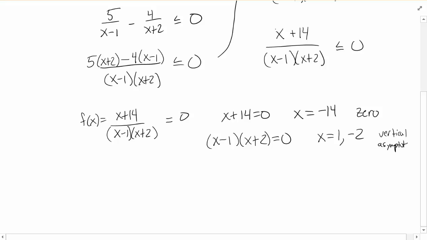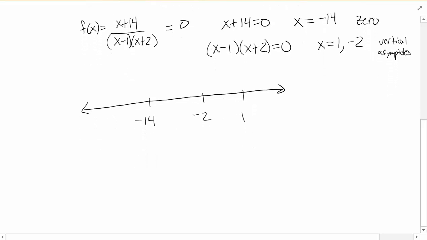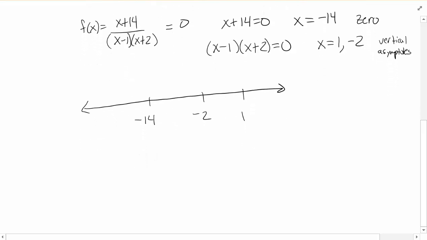Okay. And it could happen even if they weren't vertical asymptotes that you could switch the signs. So essentially, I'm going to build my number line from the places to look for where this could change signs: the zeros of the numerator and the zeros of the denominator. So here's negative 14, there's negative 2, and 1. All right, so now I just need to figure out the sign in these places.